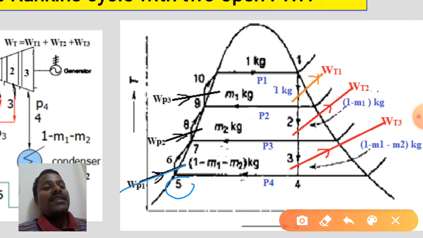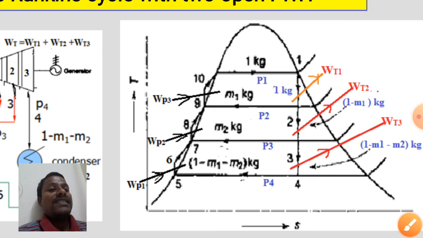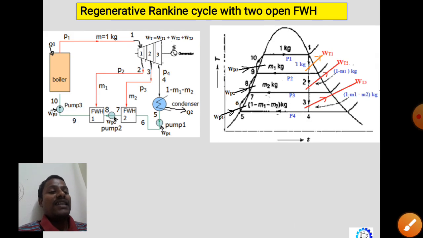Then it enters pump 1 now. So we add WP1 between 5 and 6. So 6 to 7 it's feed water heating. Then again 7 to 8, that is pump work 2 addition. So 8 to 9, feed water heater 1. Then 9 to 10 again pumping with WP3. So 10 to 1 it is boiler heating. The cycle gets completed. This is about the TS diagram.